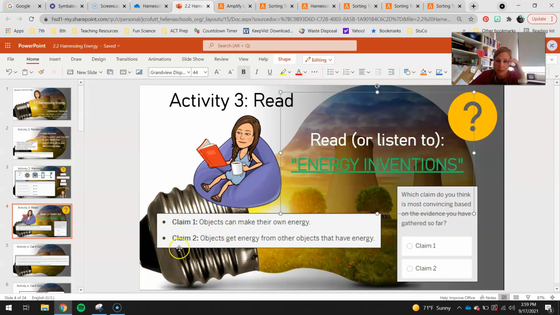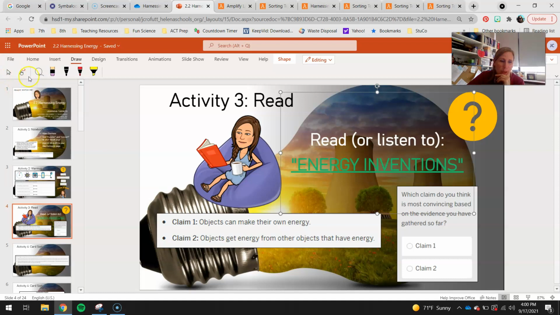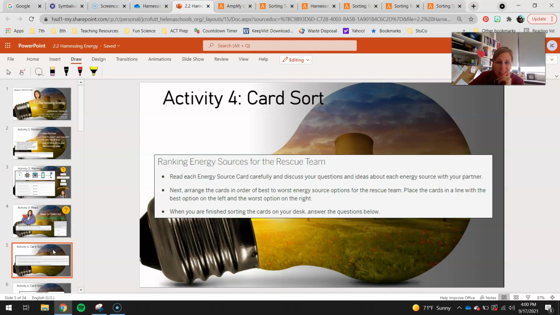Then you will read through the 2 claims we have left after eliminating claim number 3 last week, that only living things have energy. We've definitely seen a lot of examples where non-living things like our little wind-up toys have energy. We can see them moving, but they're obviously not living things. Then use your draw tool right here to circle which claim you think is correct. So whether you think claim 1 or claim 2 is correct, you will again use your draw tool to circle right there. Remember, anytime you use your draw tool, it's important that you click back on your cursor. Otherwise, you'll find that you're having a hard time opening links and things like that.